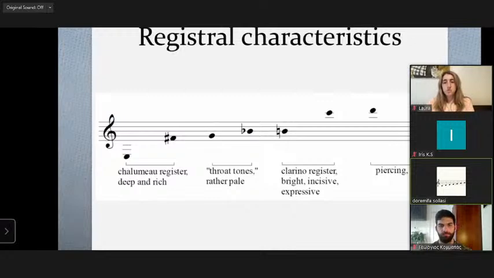Then the next register has also a particular name, we call it the clarino register, because the clarino was a trumpet that was used in the Middle Ages and in the Renaissance. And some people say that this register of the clarinet sounds a little bit like that trumpet. Well, actually, if you listen to this register, it doesn't sound like a trumpet at all. But well, some people called it the clarino register because they say that it sounds similar to that medieval trumpet.